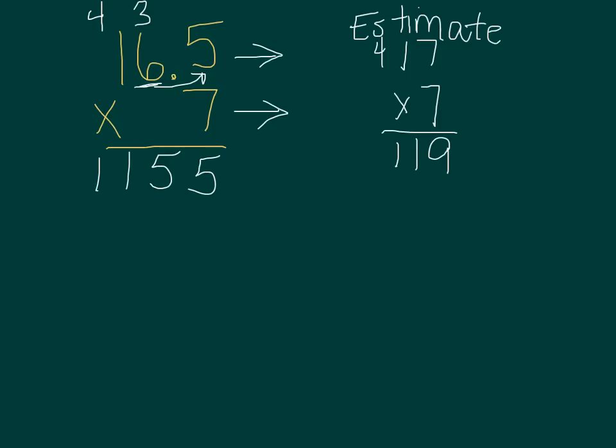Now, when we multiply a decimal with a whole number, all we need to do is look and see where the decimal point is. In our decimal number, it's one place over. So that means in our final answer, we're just going to go one place over and put it where it belongs. So in this case, our answer is 115.5. And if you look at our estimate over here, which is 119, 115.5 is very close to 119, so we had a reasonable answer.